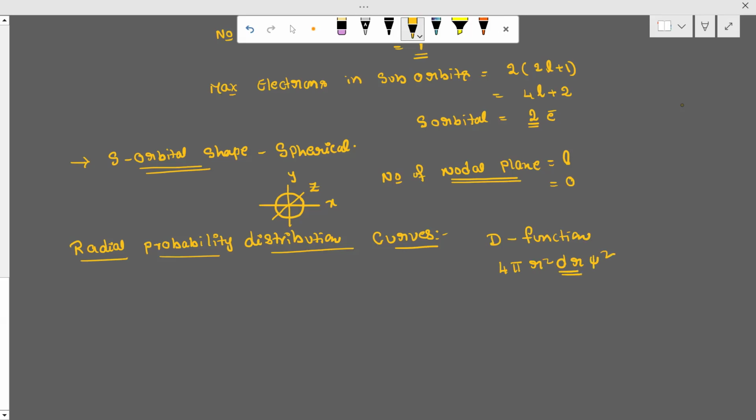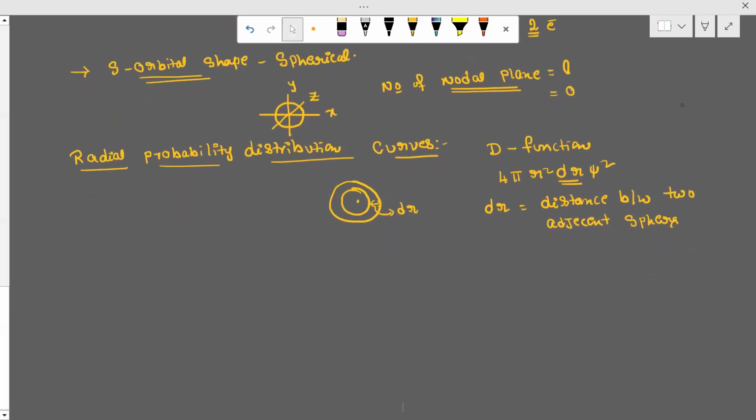Here dr is equal to the distance between two adjacent spheres. This is the first shell and the second shell. The distance from here to here is indicated as dr.